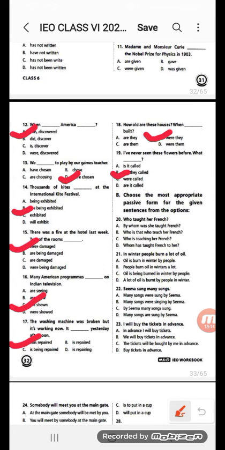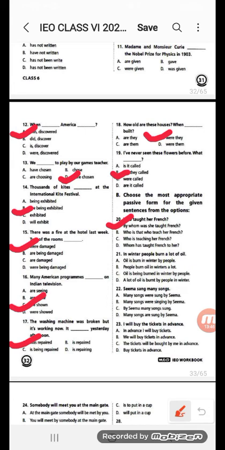Now exercise B. Choose the most appropriate passive form for the given sentences from the options. Number 20. Who taught her French? We have to change this sentence into passive and pick the correct one. The answer will be, by whom was she taught French? As we have learned, while changing an interrogative sentence into passive, the question word will remain at its same place, at the beginning of the sentence.